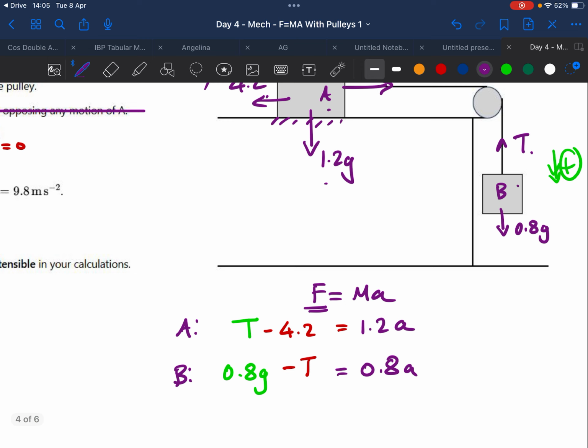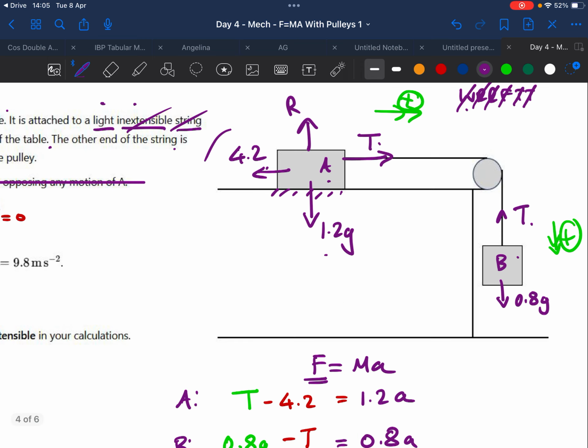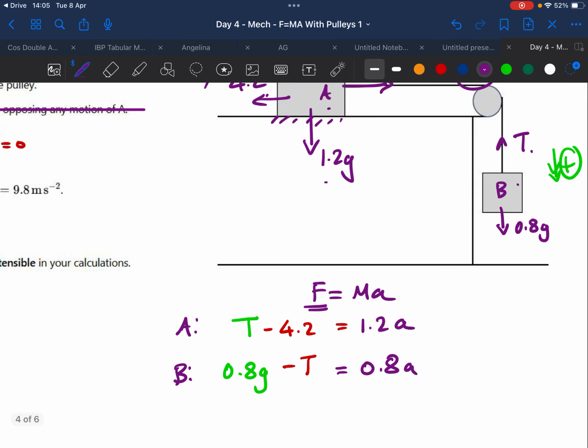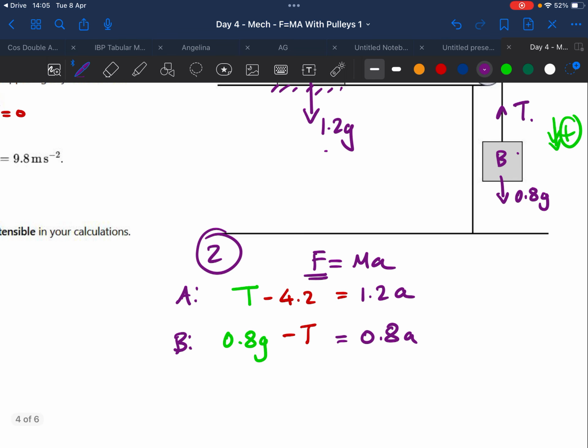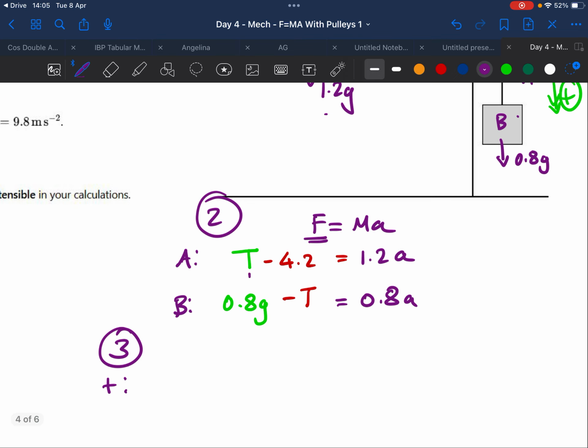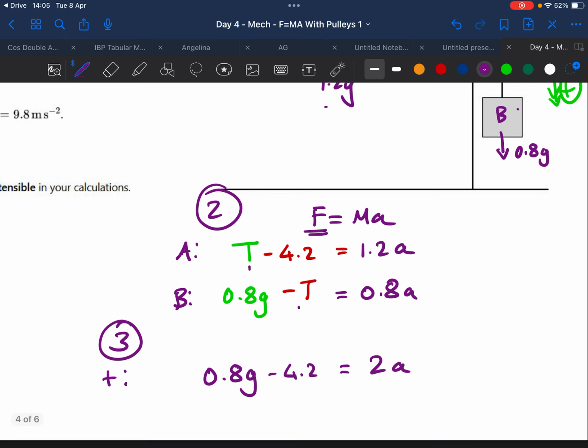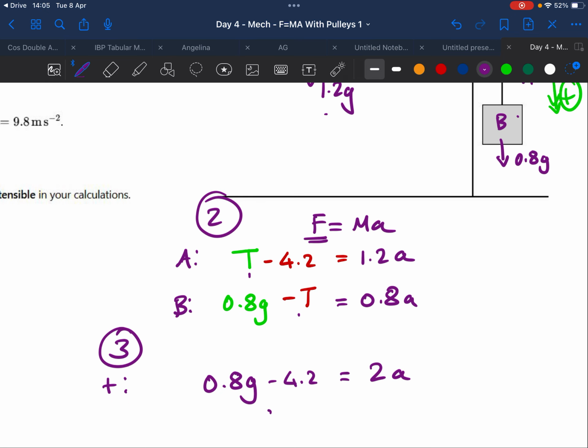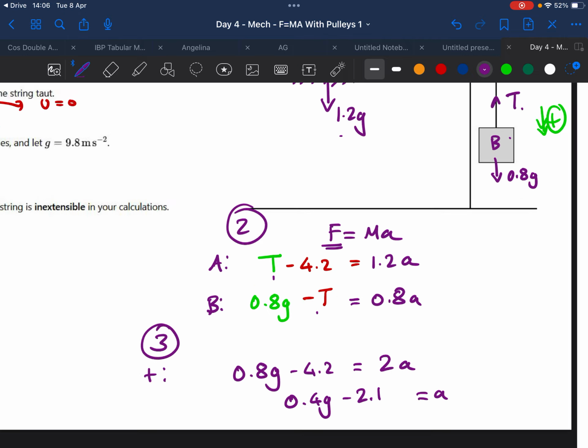So this is sort of the second main step. The first one really is the force diagrams, the second one is this, and then the third we said is often adding these together. The reason for that is T and minus T, you'll get this situation very often where they'll cancel each other out. So let's add them together. I'm going to get 0.8g plus a minus 4.2 equals 2a. And in fact, it's almost sort of solving itself really, isn't it? 0.4g minus 2.1 will be equal to my a value.